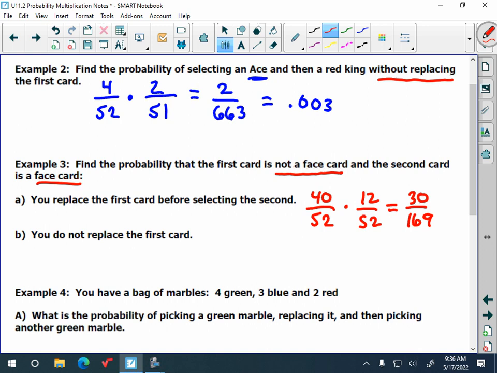All right, and then part B, you do not replace the first card before you pick the second. So the first probability is going to stay the same, 40 out of 52. Then for the second probability, there's still 12 face cards in the deck, but only 51 cards to pick from. All right, so 40 out of 221.